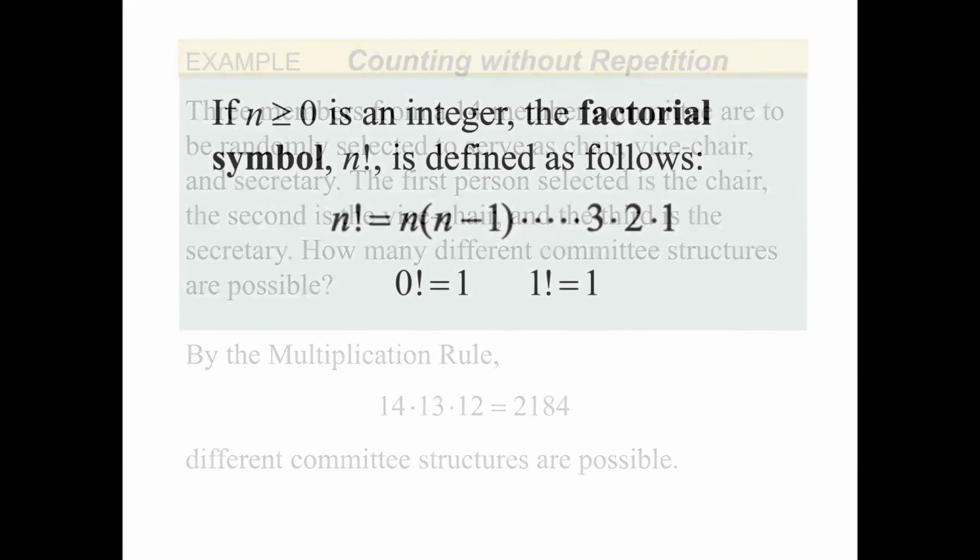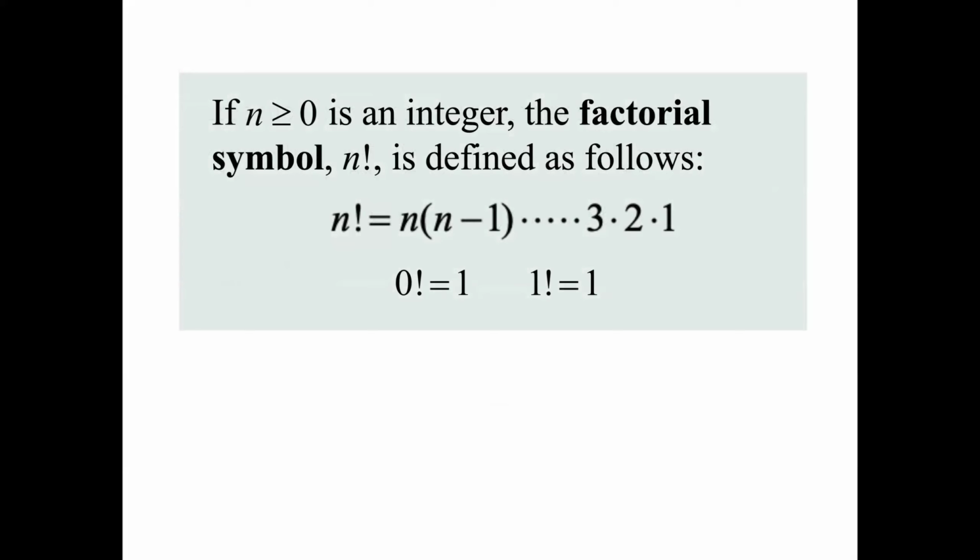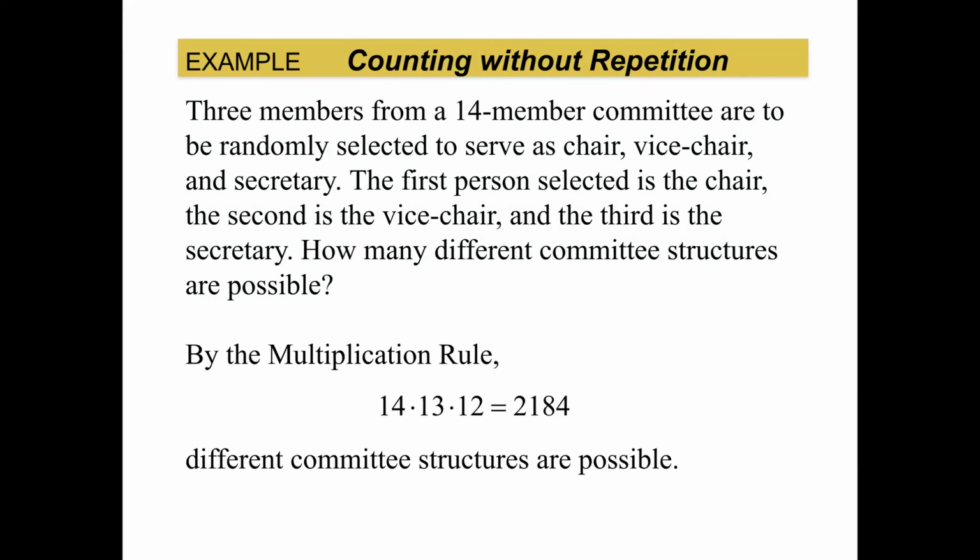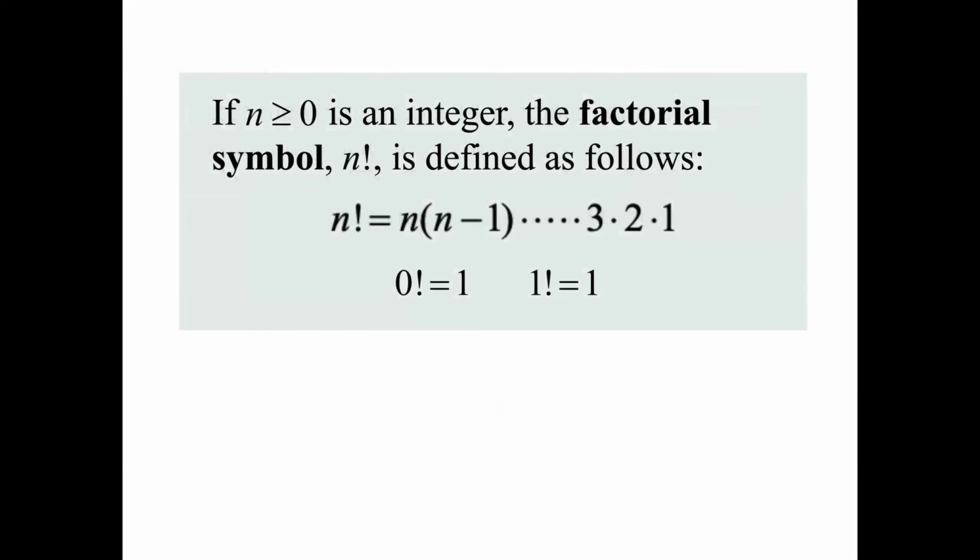So moving on, this is defining a new concept for some people. The factorial symbol is this one here, and it very much relates to our example of the committee selection, a 14-member committee, chair, vice chair, and secretary. The best way to calculate it is the factorial symbol, right? So if you went all the way down to one, this is what the symbol means mathematically. If you see any integer greater than or equal to zero, and you see the exclamation point afterward, that means factorial.